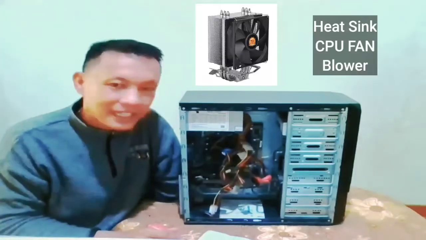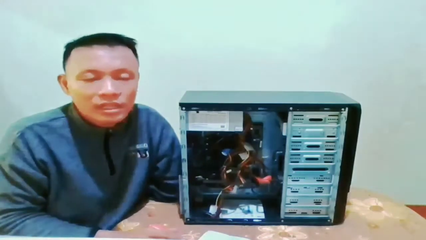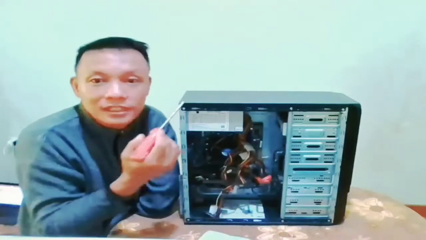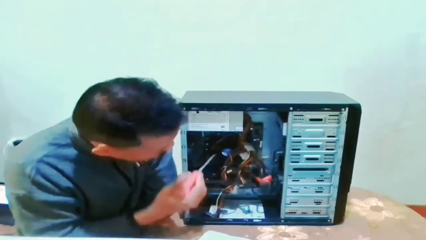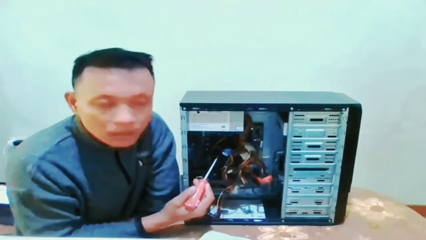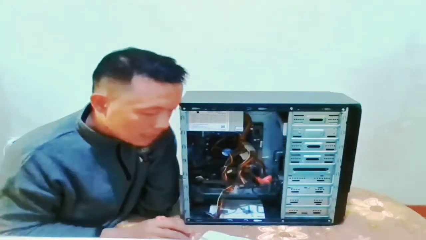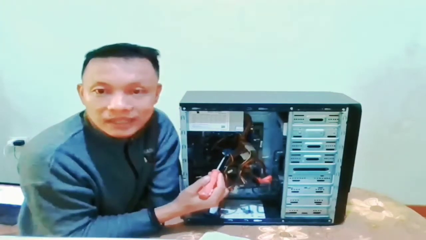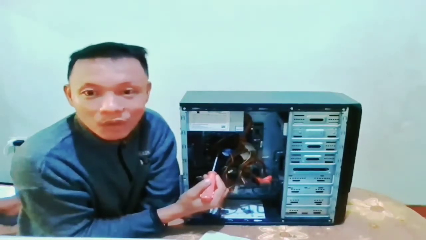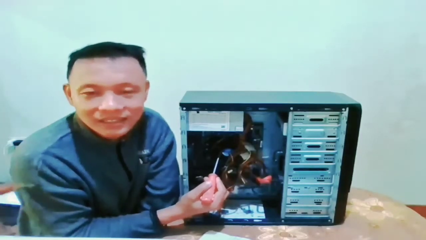The other one would be the heatsink, or the CPU fan, or the blower. As you have noticed inside this chassis, or inside this central system unit, there are three blowers or heatsinks or CPU fans. The purpose of the CPU fan or the blower is to prevent overheating. That's the function of a blower or the CPU fan or a heatsink.